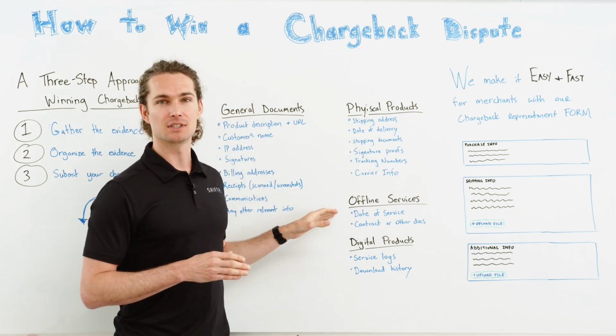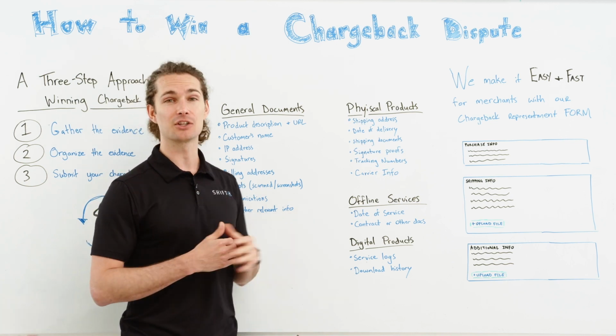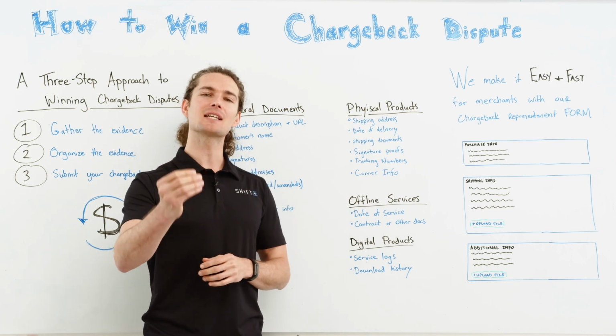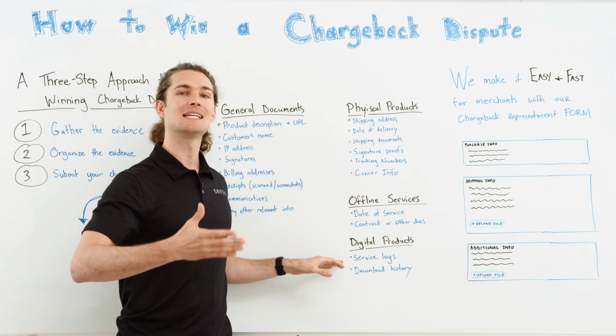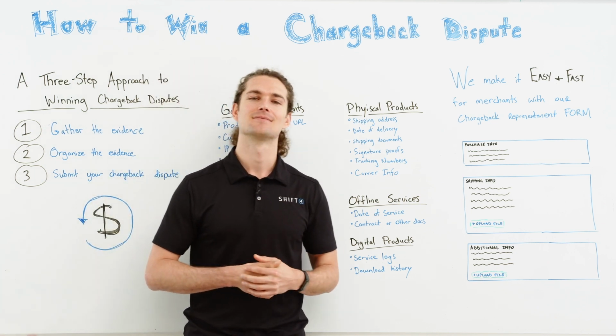For offline services, of course, the date of the service, contracts, or any other documents. For digital products, you need to prove that the customer used your product. So collecting server logs, download history, and so on will come in handy.